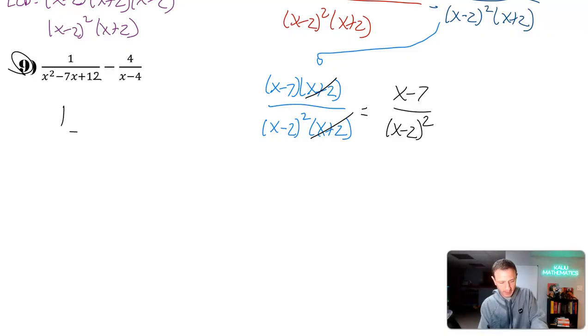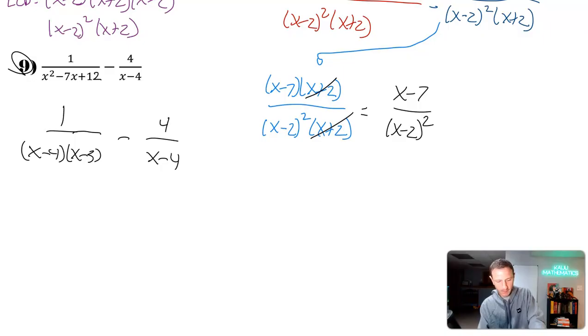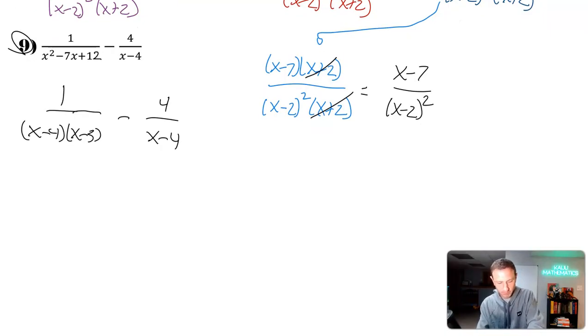So let's factor that. So 1 over two numbers that multiply to 12 add up to negative 7. That's going to be x minus 4 times x minus 3. Negative 4 times negative 3 is positive 12. Negative 4 plus negative 3 is negative 7. Minus 4 over x minus 4. It looks kind of bad.